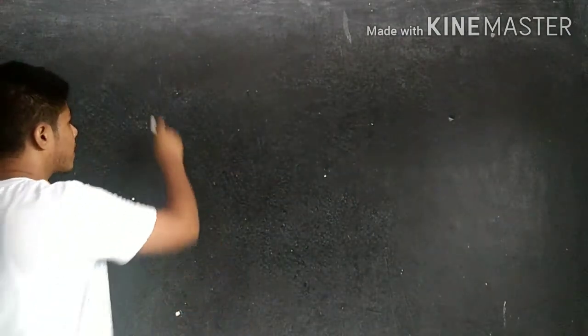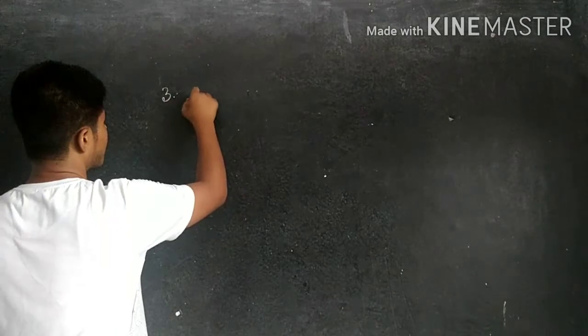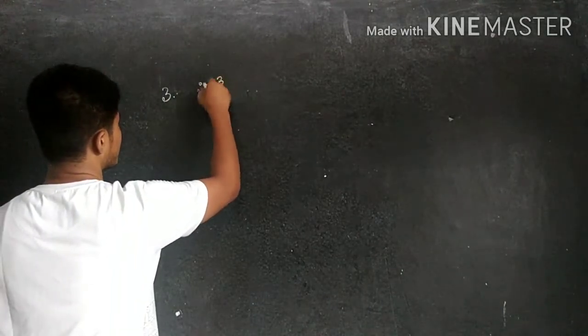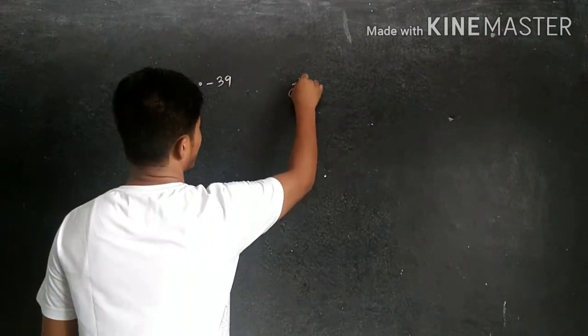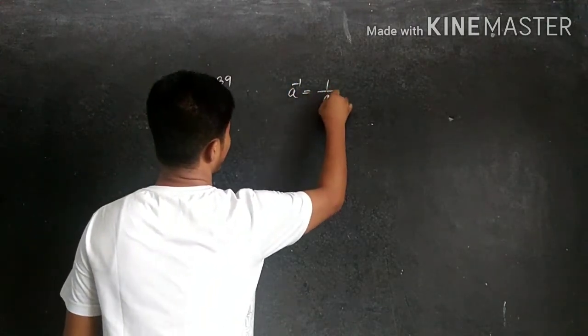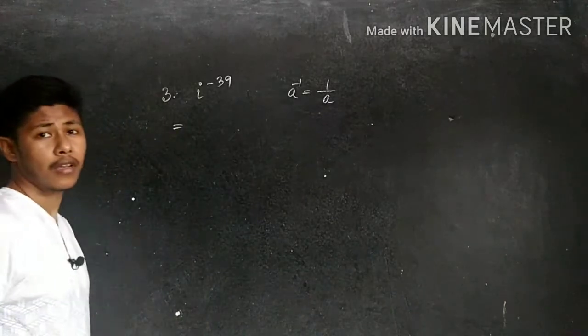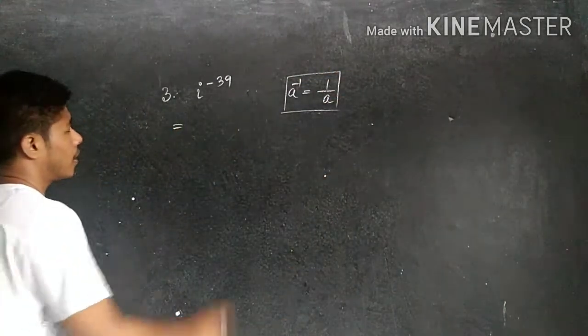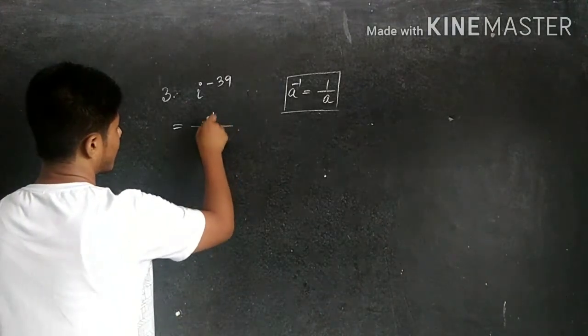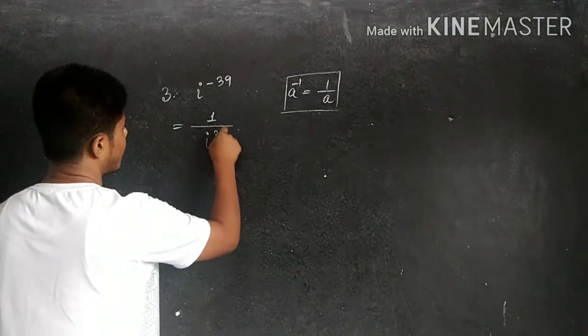So i to the power minus 39. That means this one you have to write i to the power minus 39. First of all, this one is of the form a inverse equals 1 by a. We can write it easily in this way. This formula we get in class 8, isn't it? So here i to the power minus 39 means we can write 1 by i to the power 39.